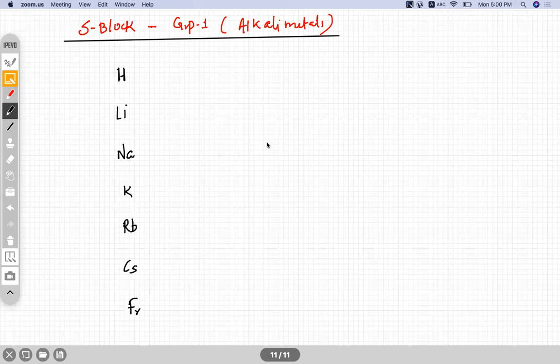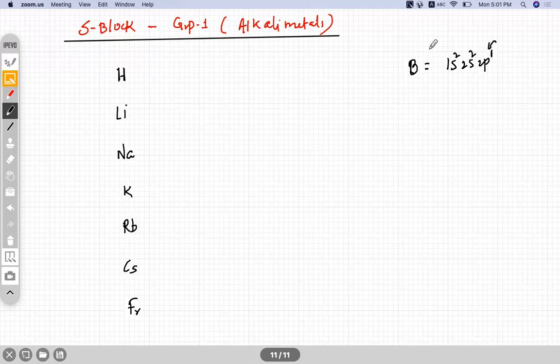Valence electron enters the S subshell, right? For any element, if you look at the electronic configuration, for example, boron, the first element of P block, the electronic configuration is 1s2, 2s2, and 2p1. The last electron goes into the P subshell, that's why it is a P block element. So how do we place an element in a given block? It depends upon where the last electron goes, in which subshell. If the last electron goes into S subshell, it is said to be an S block element. Same goes with P block and D block also.